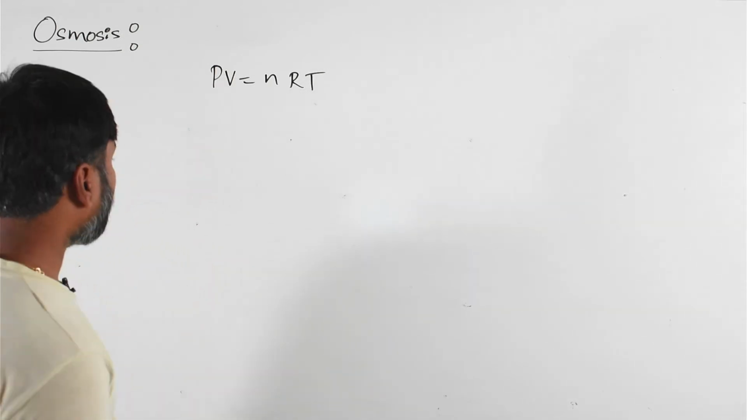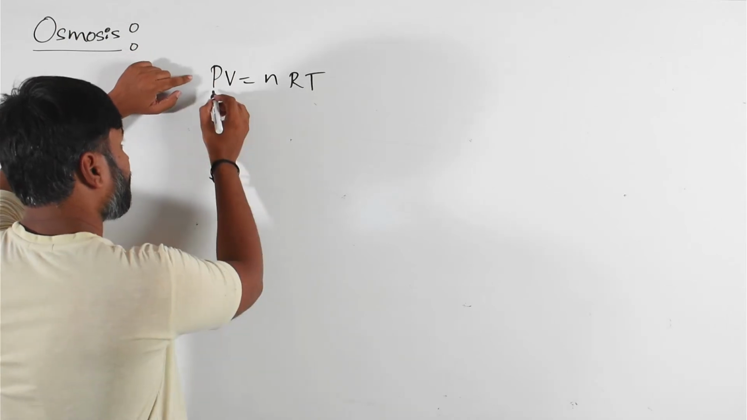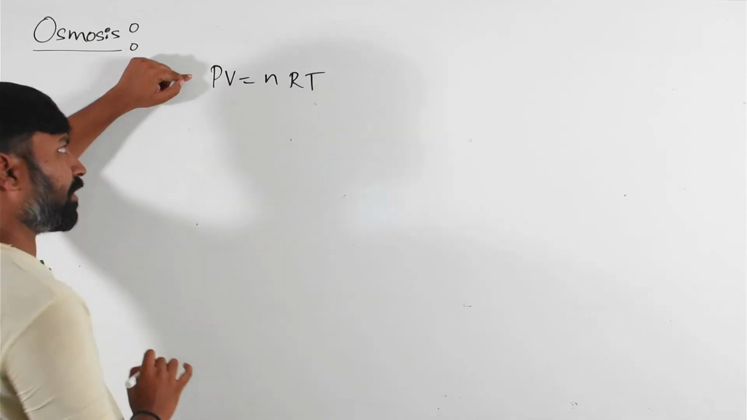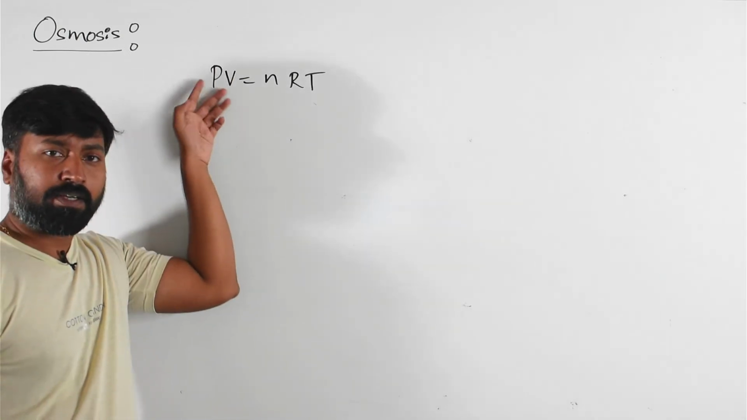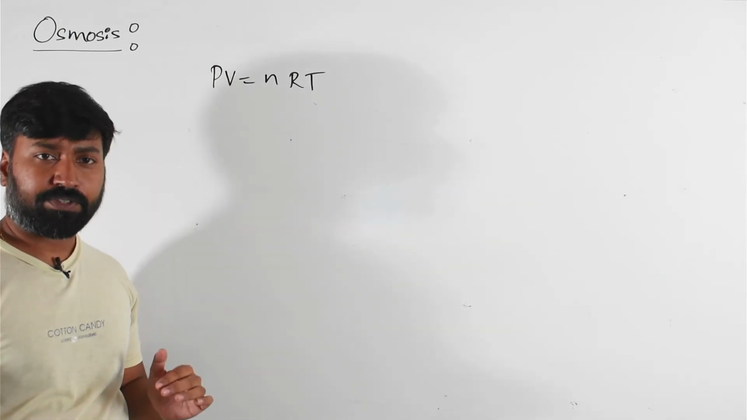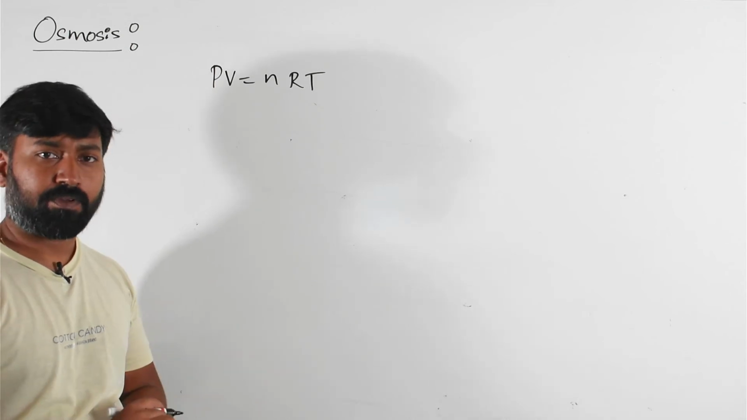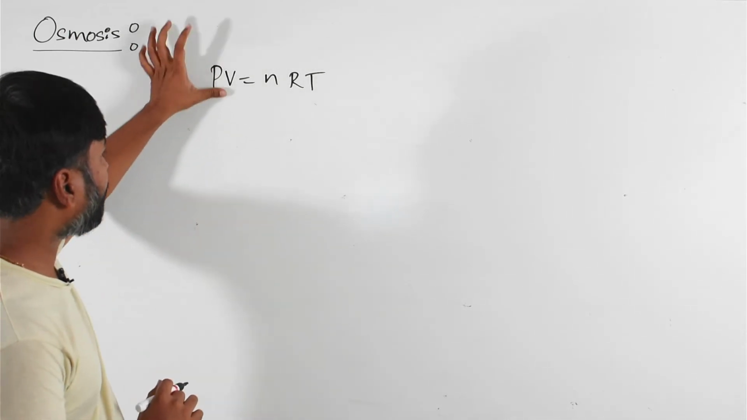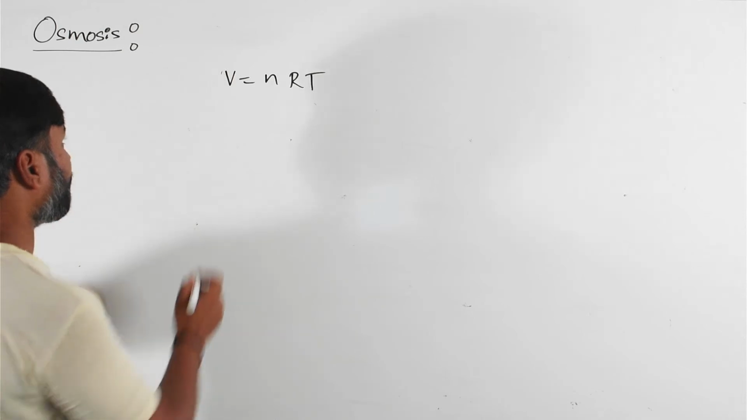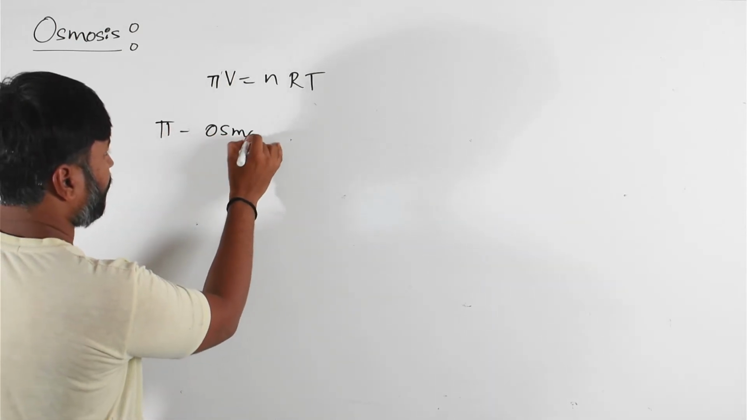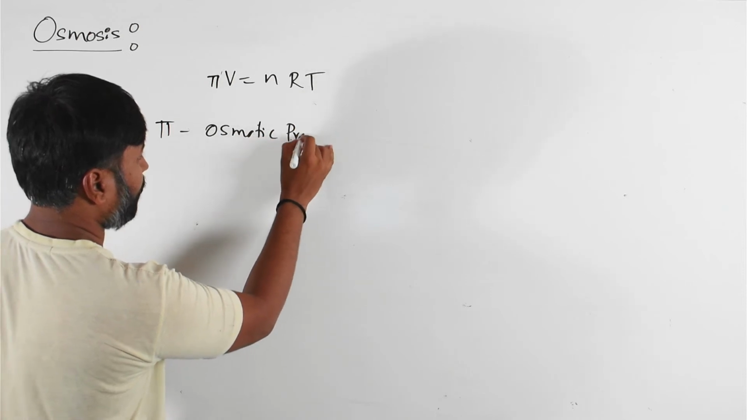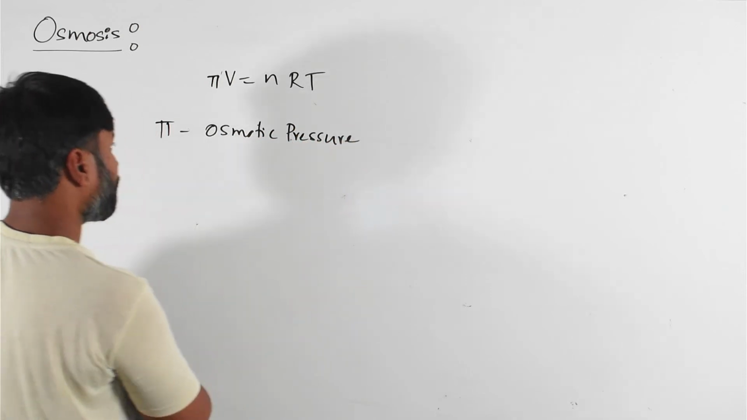Now I will take one point here. This equation is applicable only for gas molecules, and that too ideal gas molecules. But we can apply this equation for dilute solutions also, by replacing P with pi here. The pi is a new term. The pi is called osmotic pressure.